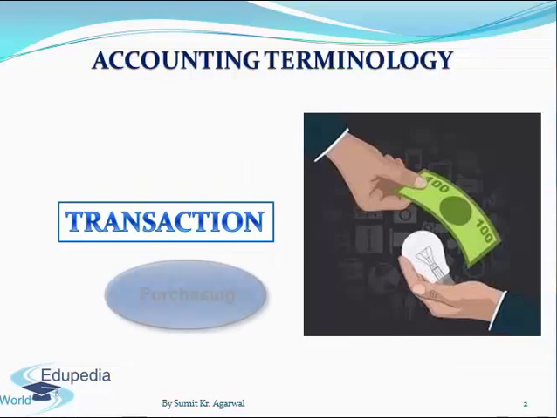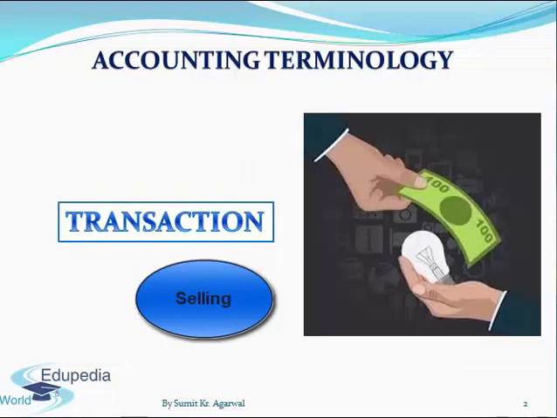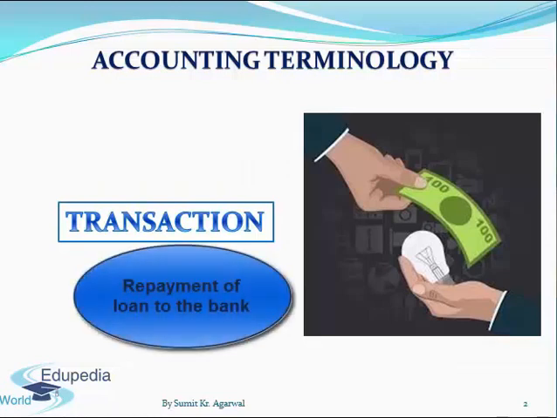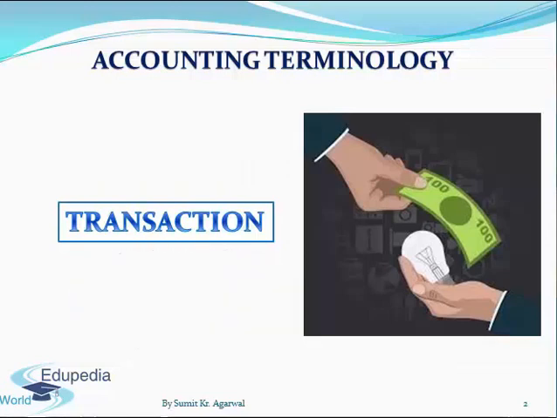Few of the examples are purchasing things for the business, like raw material or stationery or some services for the business, then selling products of the business or the finished goods of the business, then payment of salaries to the employees, then another example would be repayment of loan to the bank. So whenever such an event takes place in a business, it should be recorded in the accounting system and it is known as a transaction.